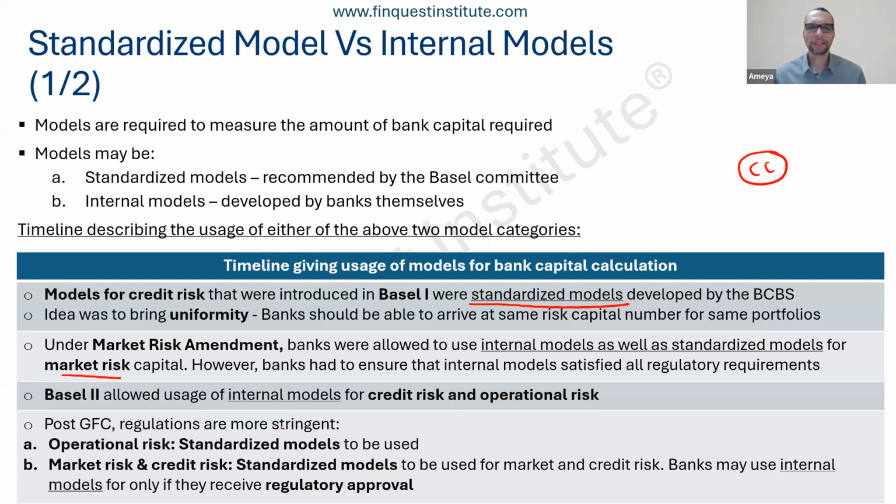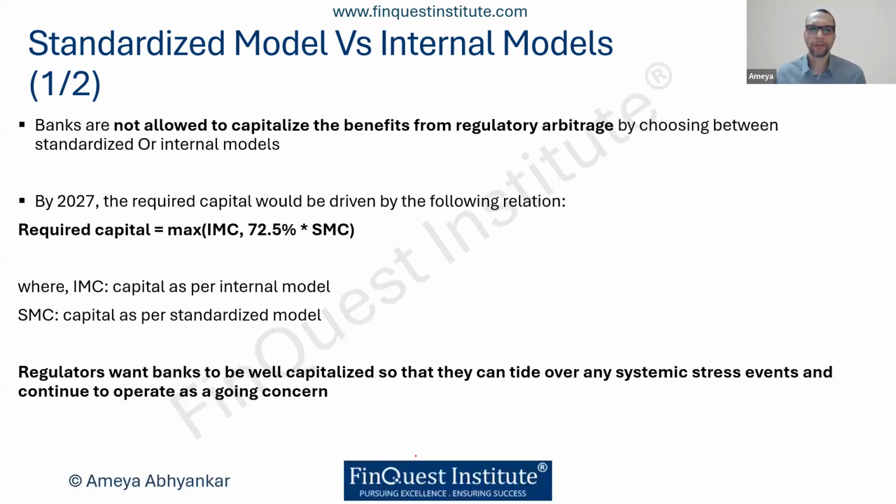So post GFC, regulations have become very stringent as well. For operational risk, standardized models are to be used. And for market and credit risk, standardized models are to be used as well. However, banks will use internal models only if they receive regulatory approval. Also, regulators generally do not support the idea of regulatory arbitrage. So banks are not allowed to capitalize on the benefits of regulatory arbitrage by choosing between, let's say, standardized or internal models. So what do we mean by regulatory arbitrage?